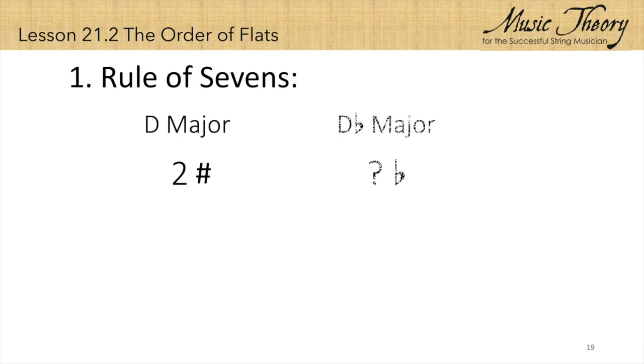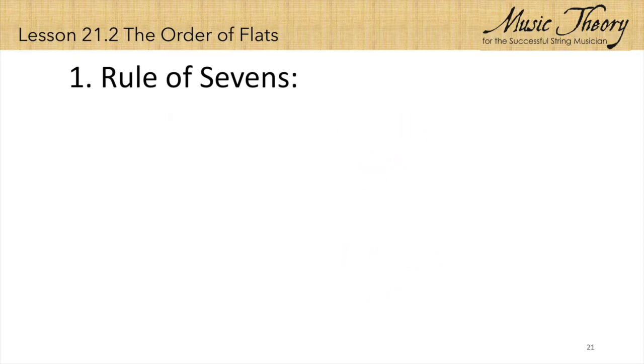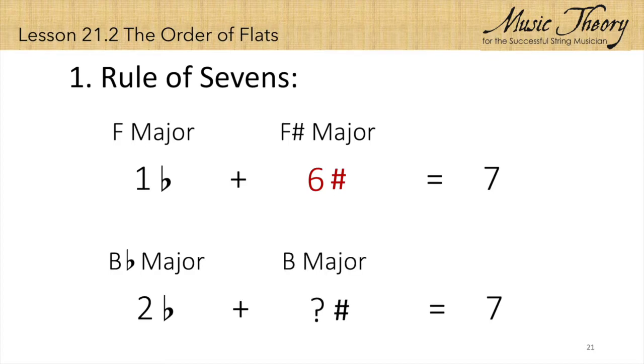Let's look at a couple more. D major has 2 sharps, so D flat major must have 5 flats. A major has 3 sharps, so A flat major must have 4 flats. This works for the sharp keys as well. The key of F major has 1 flat, so the key of F sharp major must have 6 sharps. B flat major has 2 flats, so B major must have 5 sharps.